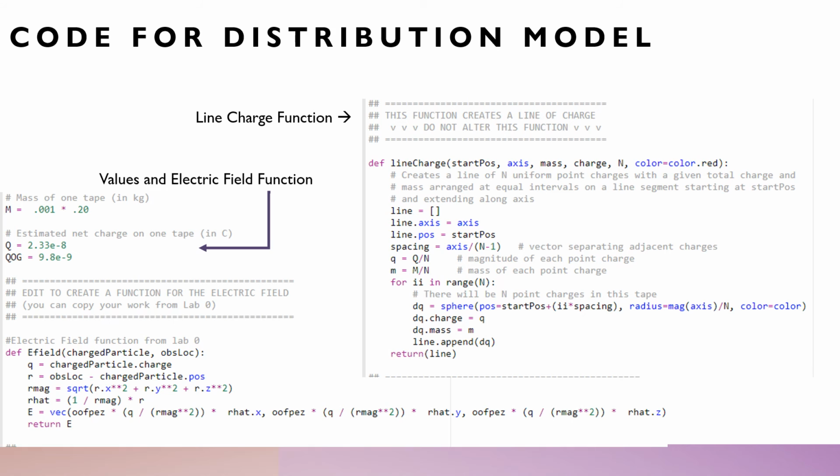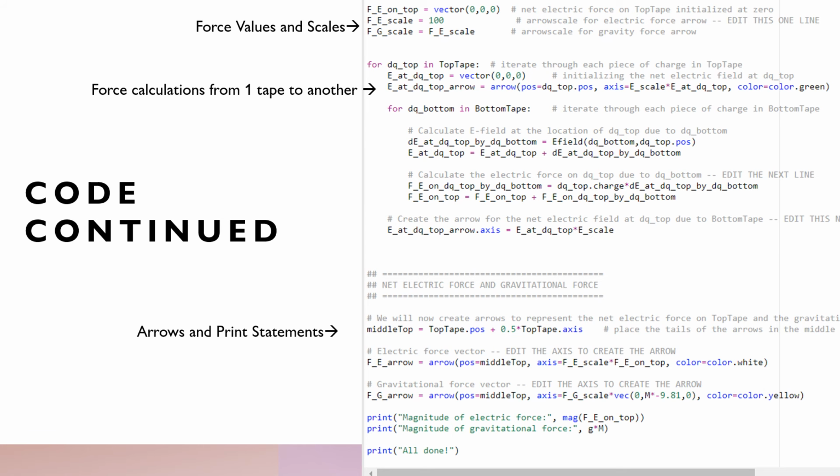To give you more background on the model that was used, first you can look at the code on the left, which is the values in the electric field function that was created in Lab 1. On the picture to the right, you can see the line charge function that was then used in order to show that there were multiple different points along the total function. Next in the code, the force values and scales were created, followed by the force calculations from one tape to another. This is very similar to what was done in Lab 1 as well, just using that distributed force instead of using a point source. Then finally, the arrows and the print statements were created using the values that were created above.